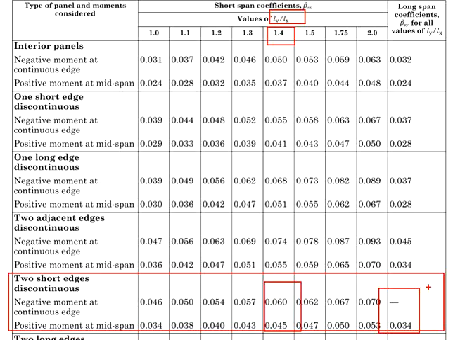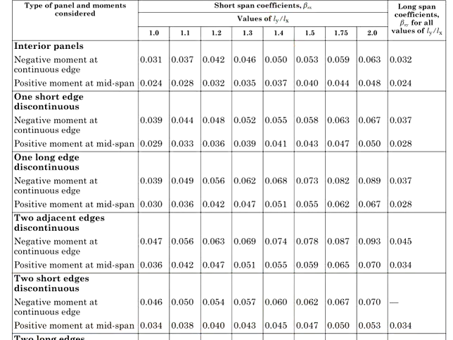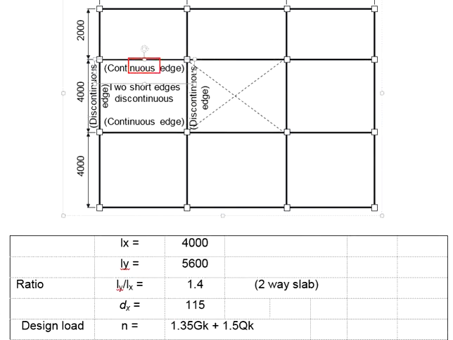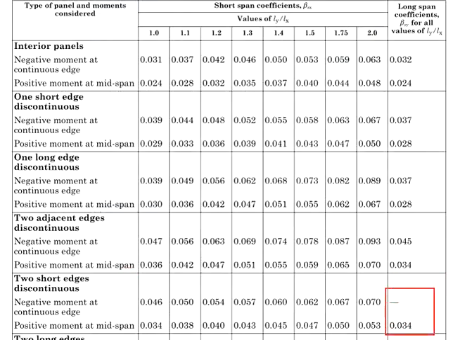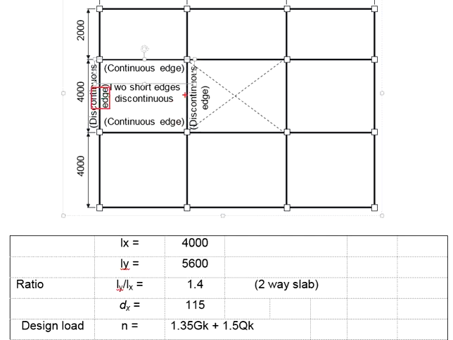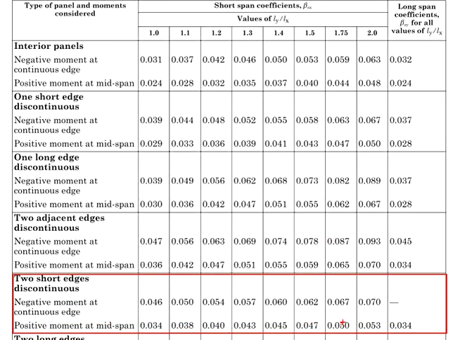0.06, 0.045, and 0.034. 0.06 is for the continuous edge, and 0.045 will be for the midspan. That means you expect this to be 0.06 here also, and at the midspan it will be 0.045. As for the longer span, the midspan will be 0.034. That means here will be 0, 0, and 0.034. Theoretically, for this slab alone, you will need to design at least 3 moments. Each coefficient will give you a moment.